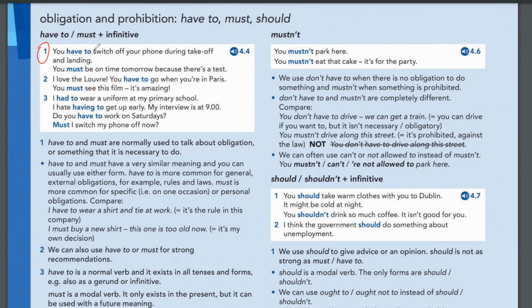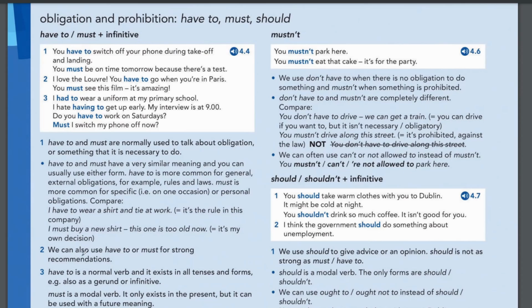Examples here. You have to switch off your phone during takeoff and landing. So when you are on the plane, you have to follow the rules. There are certain rules during takeoff and landing. You have to turn off your devices. It is have to, it's a rule. You must be on time tomorrow because there is a test. So someone is giving his or her personal opinion.